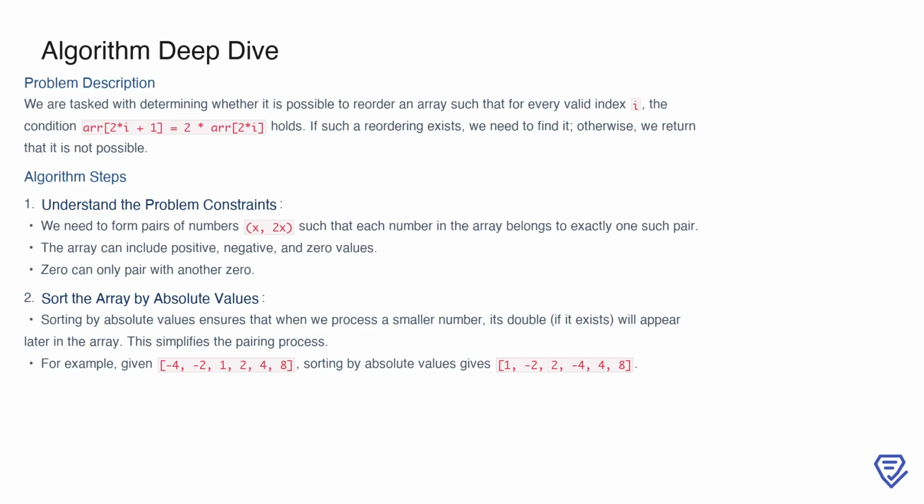A key first step in the process is to sort the array by its absolute values. Sorting in this way ensures that, when iterating through the array, smaller numbers are processed before their potential doubles, making it easier to find valid pairs. For instance, in the array -4, -2, 1, 2, 4, 8, sorting by absolute values produces 1, -2, 2, -4, 4, 8, which simplifies the pairing process by ensuring potential doubles appear later in the sequence.